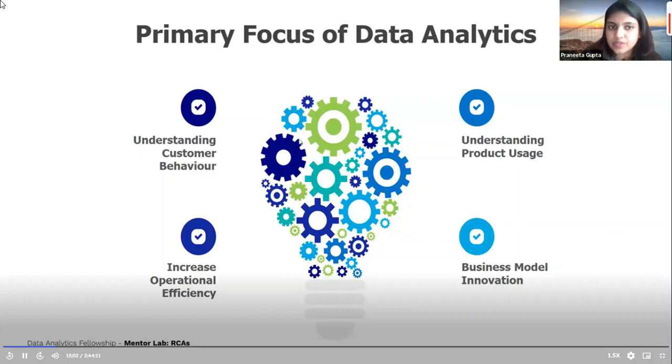Have you guys understood what I was trying to explain here, and how data analytics plays a part here in understanding the customer behavior? Yes, no?